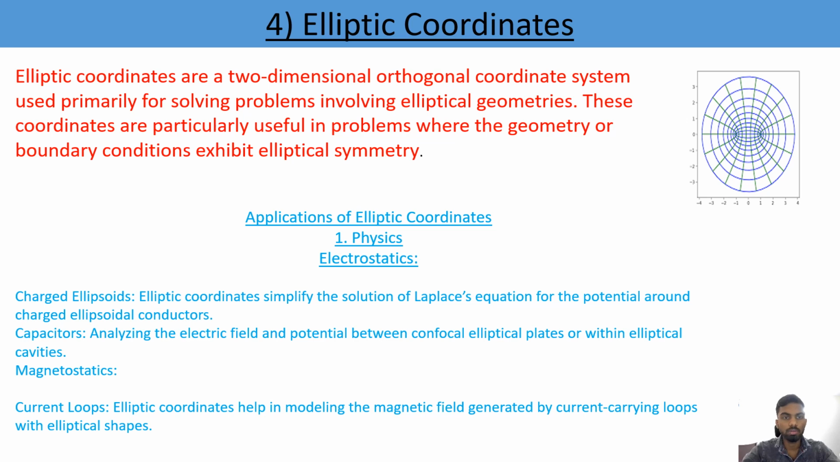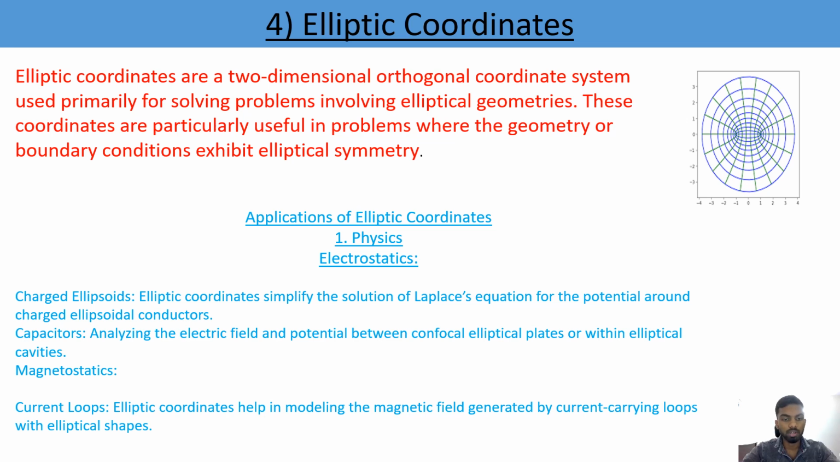Elliptic coordinates. Elliptic coordinates are a two-dimensional orthogonal coordinate system used primarily for solving problems involving elliptical geometries. These coordinates are particularly useful in problem solving where the geometry or boundary conditions exhibit elliptical symmetry. Applications of elliptic coordinates in electrostatics. Charged ellipsoids. Elliptic coordinates simplify the solution of Laplace equation for the potential around charged ellipsoidal conductors, capacitors, analyzing electric field and potential between confocal elliptical plates with elliptical cavities.